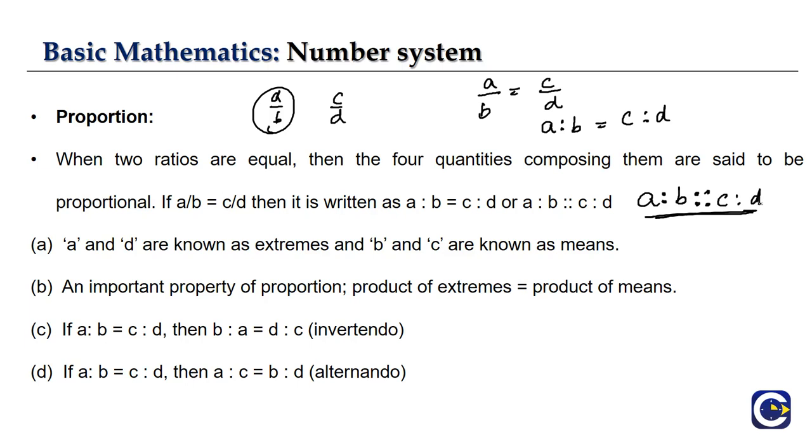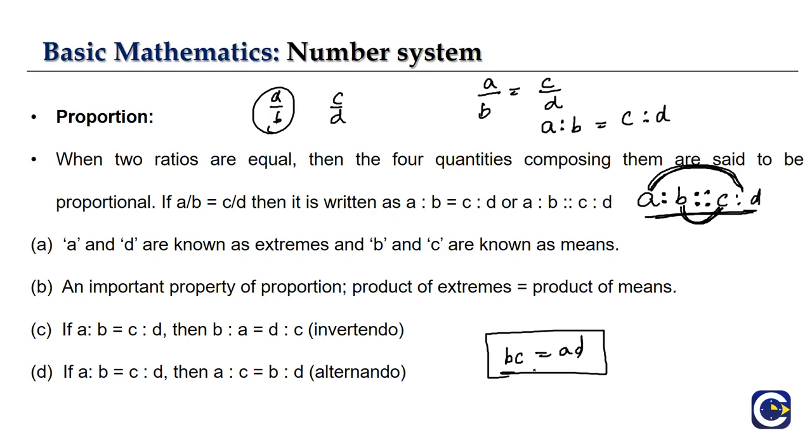So here if you see, a and d are called the extremes and b and c are called the means. So the interior ones are called means and the exterior two are called extremes. An important property of proportion is that the product of extremes should be equal to the product of means, which means here bc will be equal to ad. When we have four quantities which are proportional, the important property is that the product of means will be equal to the product of extremes, right?